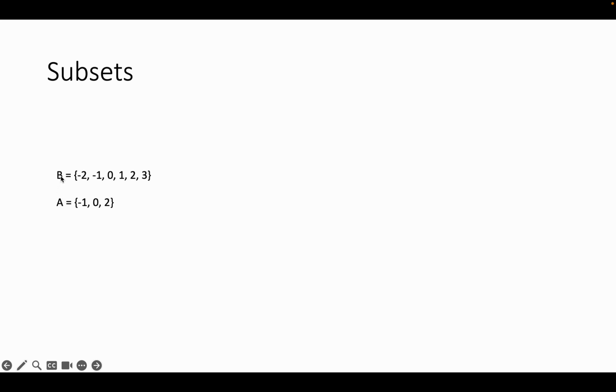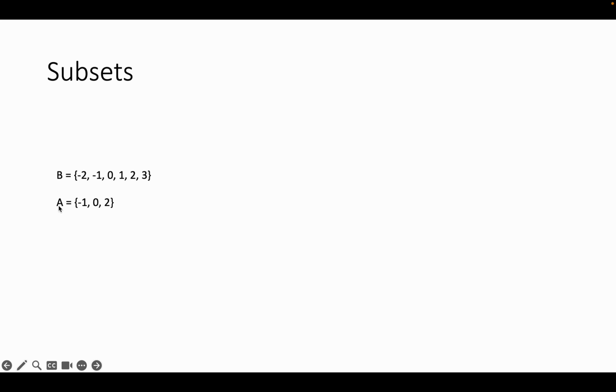This is set B. In set B I have -2, -1, 0, 1, 2, and 3. Notice that 4 is not part of this set. Neither is -3. The decimals between the numbers are not part of the set. This set only contains whole numbers, and it goes from -2 to 3.